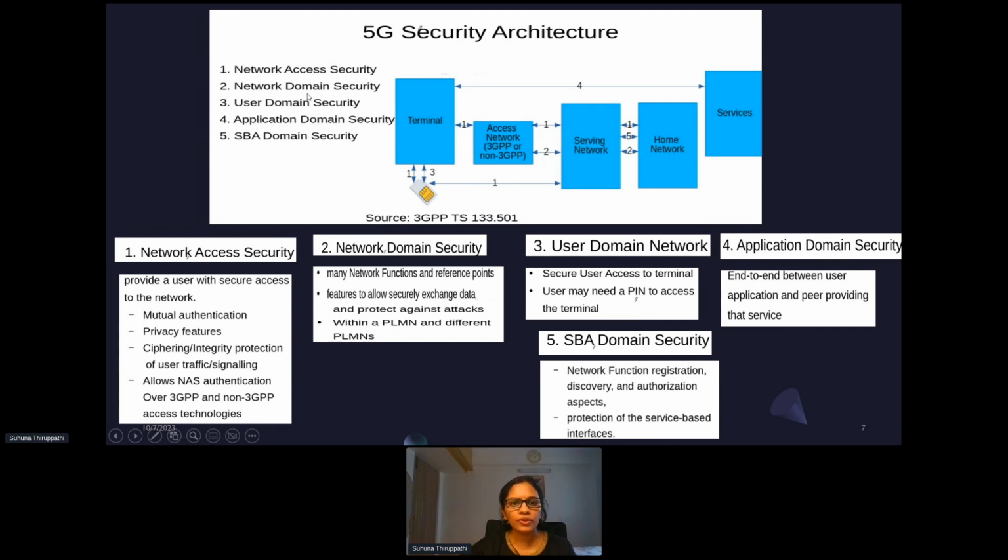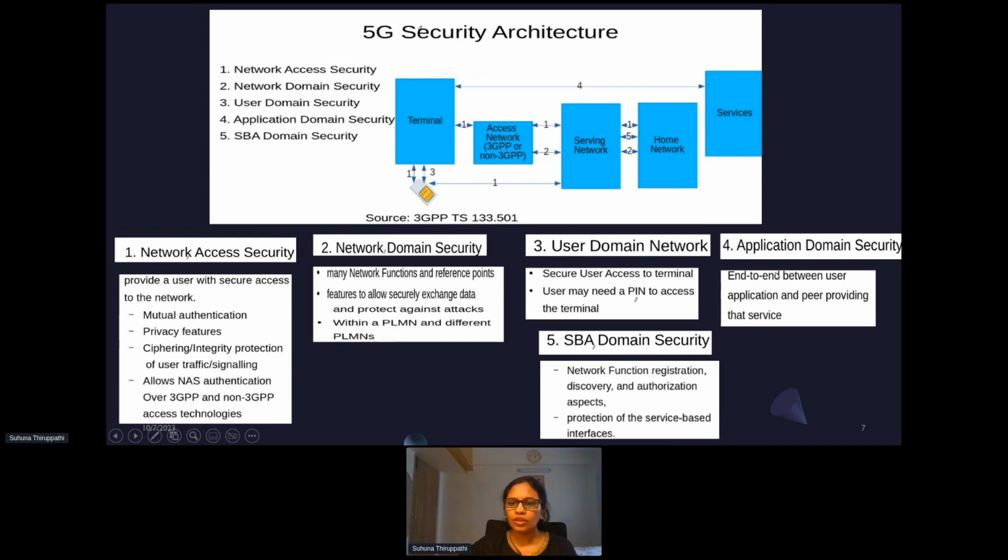The second part is network domain security, which is between the radio access network, the serving network and the home network. That is covered as part of network domain security. The third part is user domain security, which is just between the SIM and the terminal. The user may need a PIN to access the terminal, when we enter the PIN on our terminal to unlock it. That's where the user domain security is used. And the fourth one is between the terminal and the services, which is application domain security.